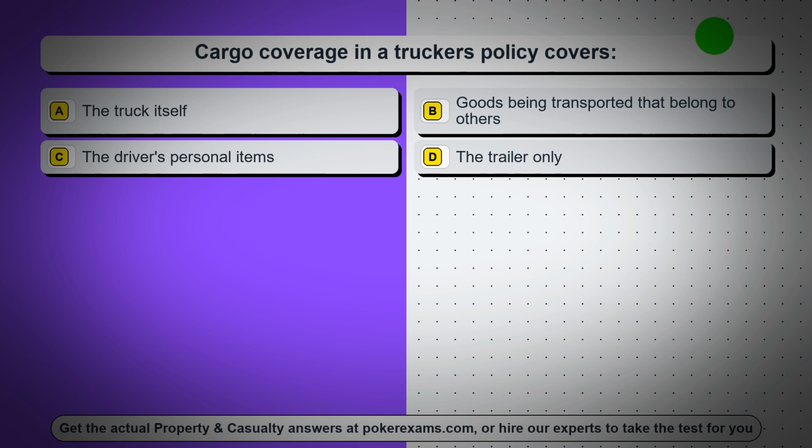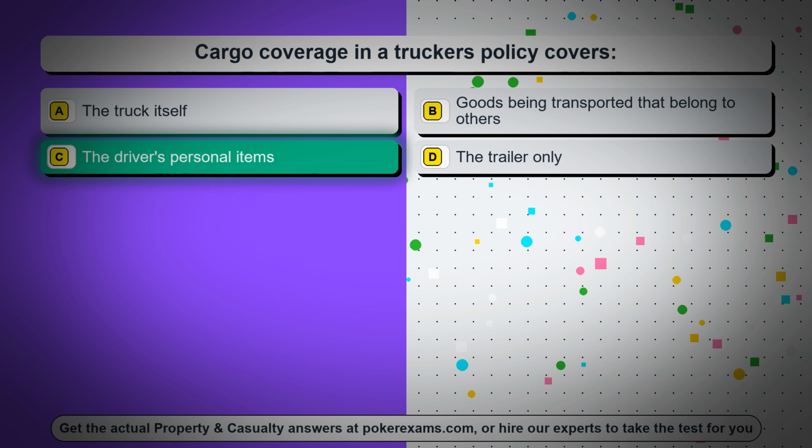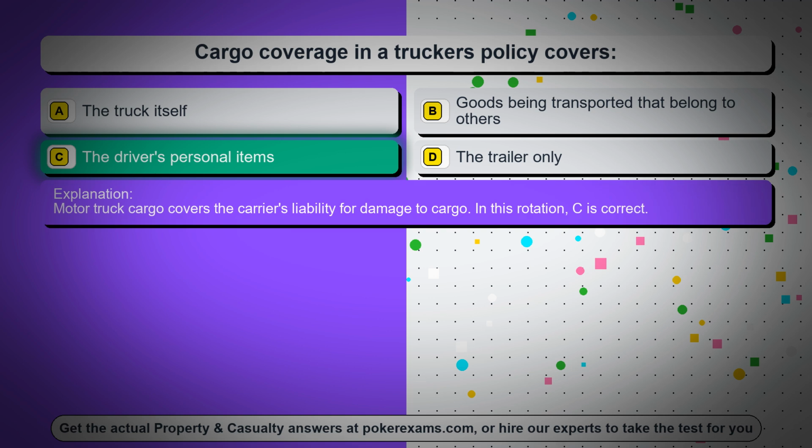Question 99. Cargo coverage in a trucker's policy covers: option A, the truck itself. Option B, goods being transported that belong to others. Option C, the driver's personal items. Option D, the trailer only. The correct answer is option C, the driver's personal items. Motor truck cargo covers the carrier's liability for damage to cargo. In this rotation, C is correct.